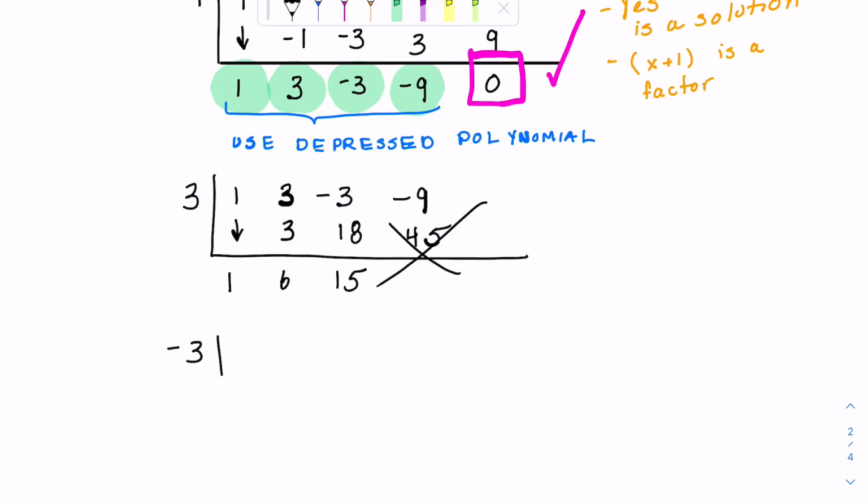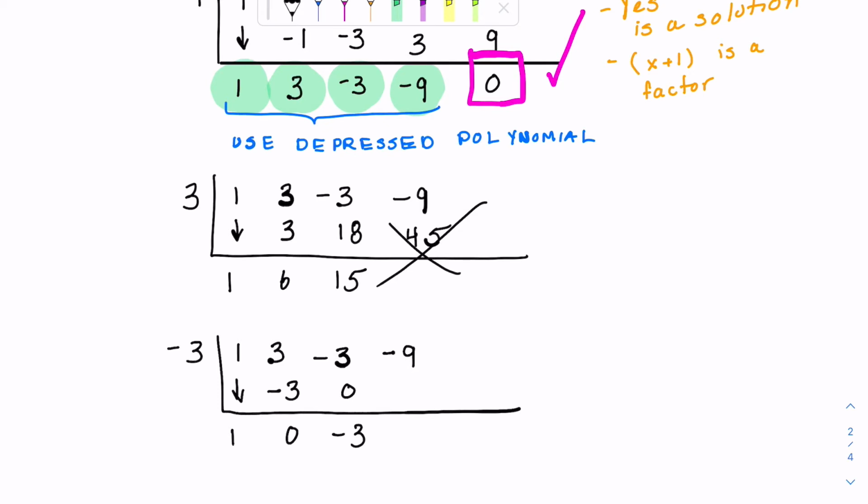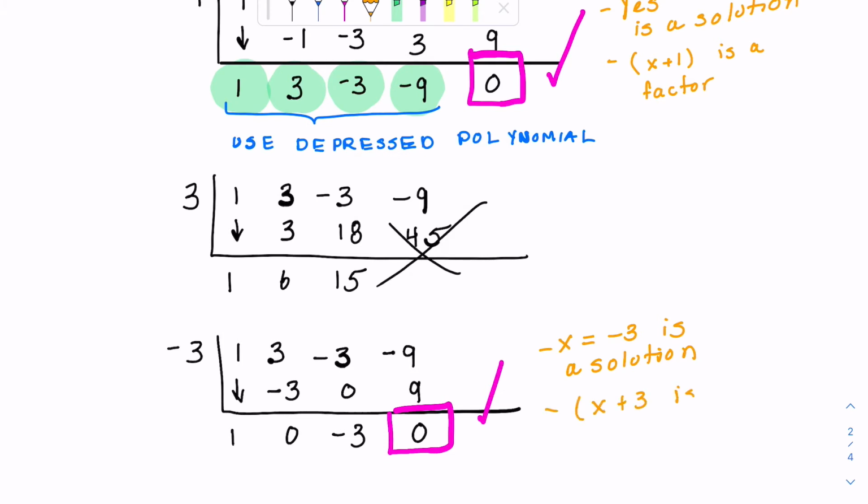Next, we're testing negative 3. Same thing, use your depressed polynomial. 1, 3, negative 9. Bring down the 1. Times negative 3 is negative 3. Plus 3 is 0. Times negative 3 is 0. Plus negative 3 is negative 3. Times negative 3 is 9, which is 0. And this is what we're looking for. So from this, we know that x equals negative 3 is a solution. And we also know that x plus 3 is a factor.